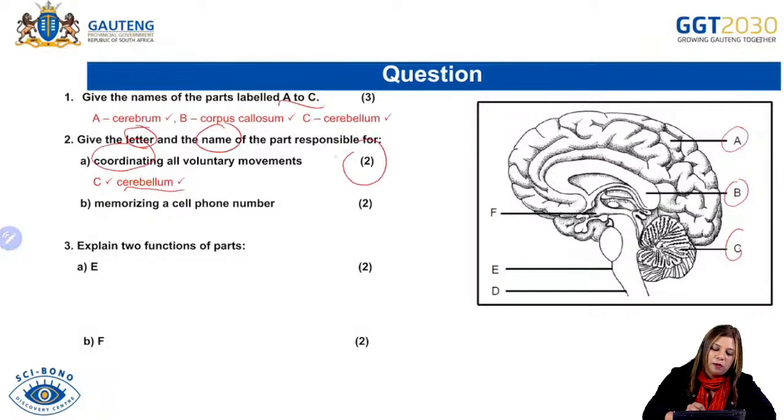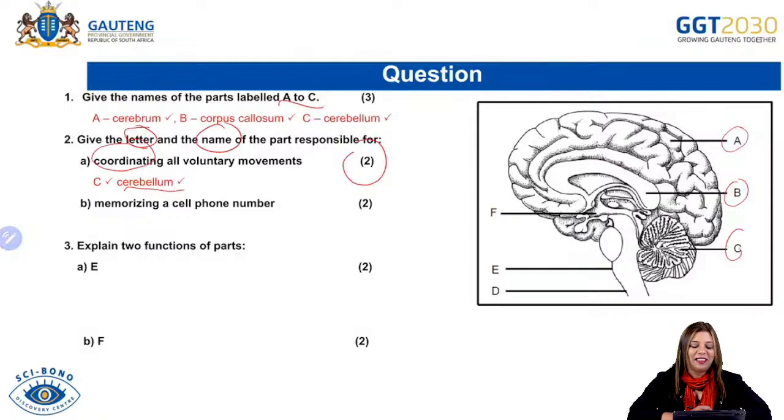Look at the mark allocation. The mark allocation is 2. So you can't just give the letter because you're going to miss out marks. So you need to, grade 12, you need to read the question very, very carefully. So this is something I don't know if many people these days have practiced with.